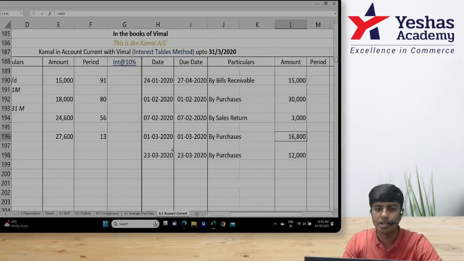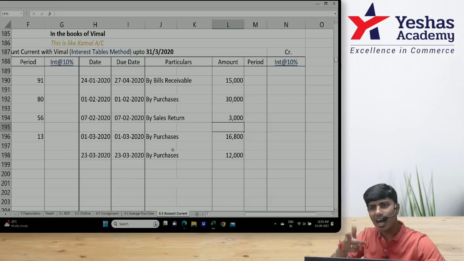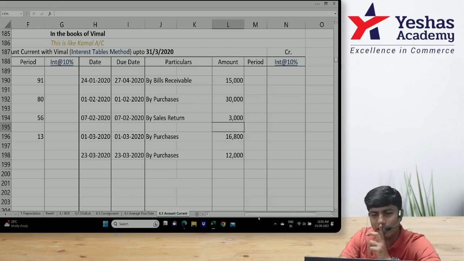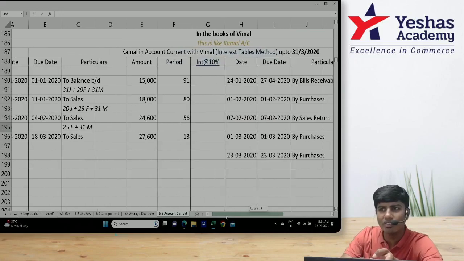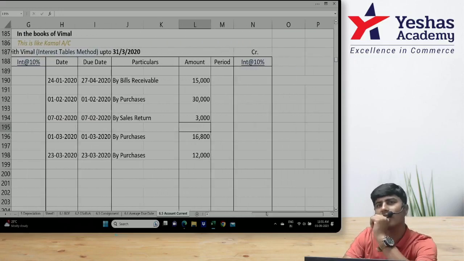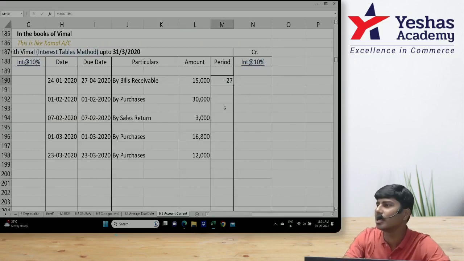Okay. How about here? 27th of April to 31st of March. Do it. How many days? Do you find something weird? What is weird? Ulta. Till now what was happening? We are going forward. Now we are going backward. What to do? Minus. We should write it as minus 27.